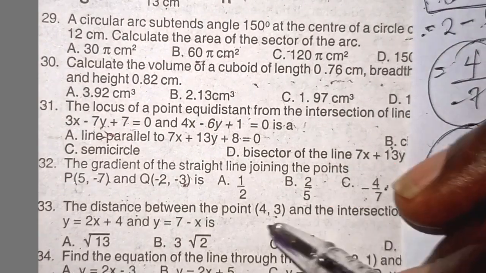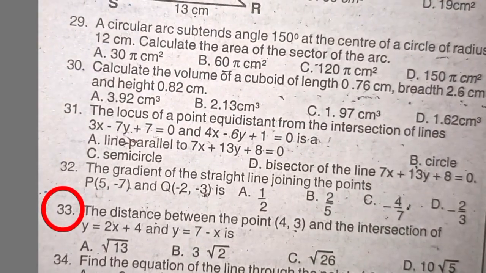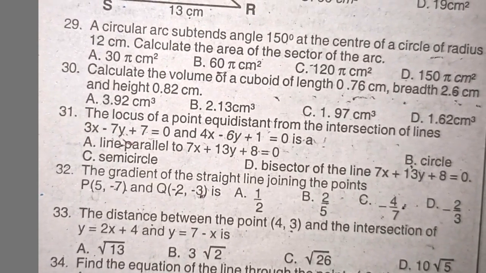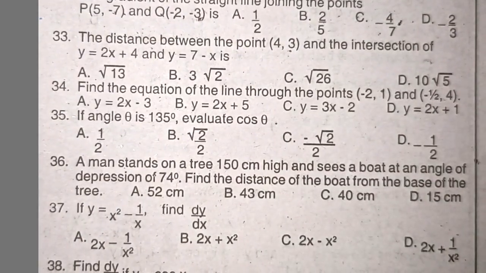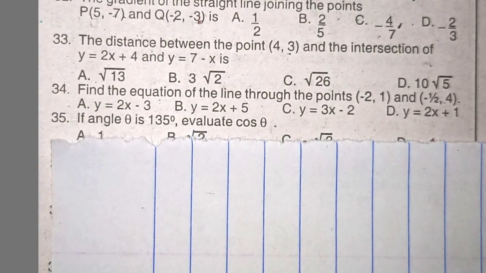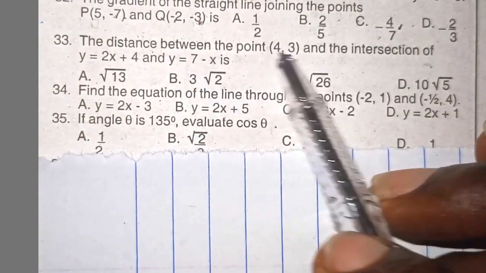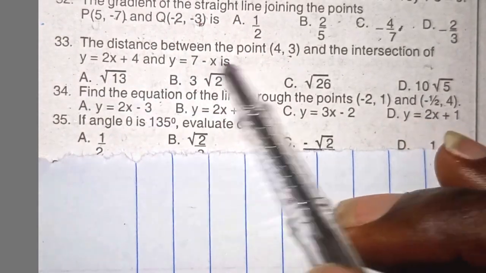Then the next one is the distance between the points 4, 3 and the intersection of y equals 2x plus 4 and y equals 7 minus x is dash. Now, when you see a question like this, don't panic. It's very simple. Now, this is under coordinate geometry. They've already given you the point, right? This is the first point here. Now, the intersection, you need to find where these two lines are meeting. Where did they intersect?